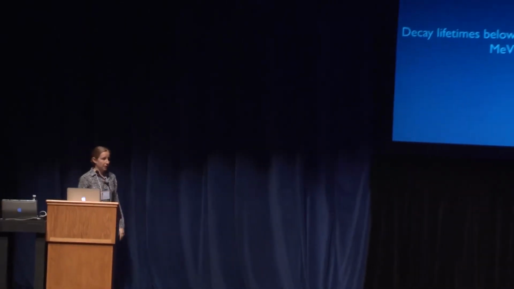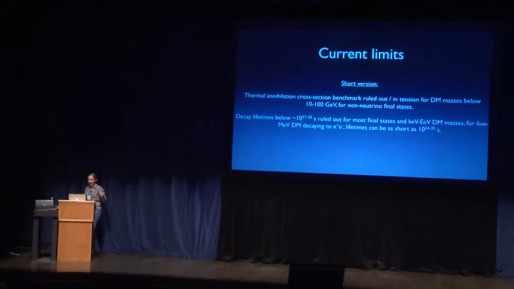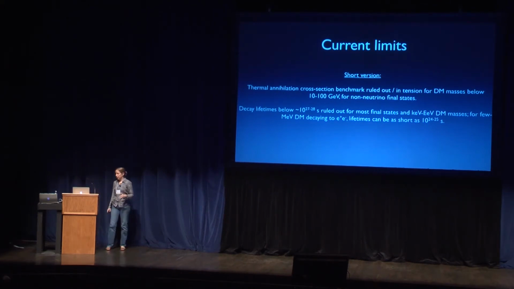What do I think are the strongest current limits? Here is the short version if you needed to leave or needed to fall asleep for the next 5 minutes. This is the key point. That thermal annihilation cross-section benchmark is getting pretty close to ruled out for dark matter masses below about 10 to 100 GeV, depending on the final state, if you don't annihilate entirely to neutrinos and if you don't suppress the cross-section in the late universe. So if you want light dark matter, if you want it to be thermal, you have to have some way to suppress the signal into electromagnetic channels at late times.